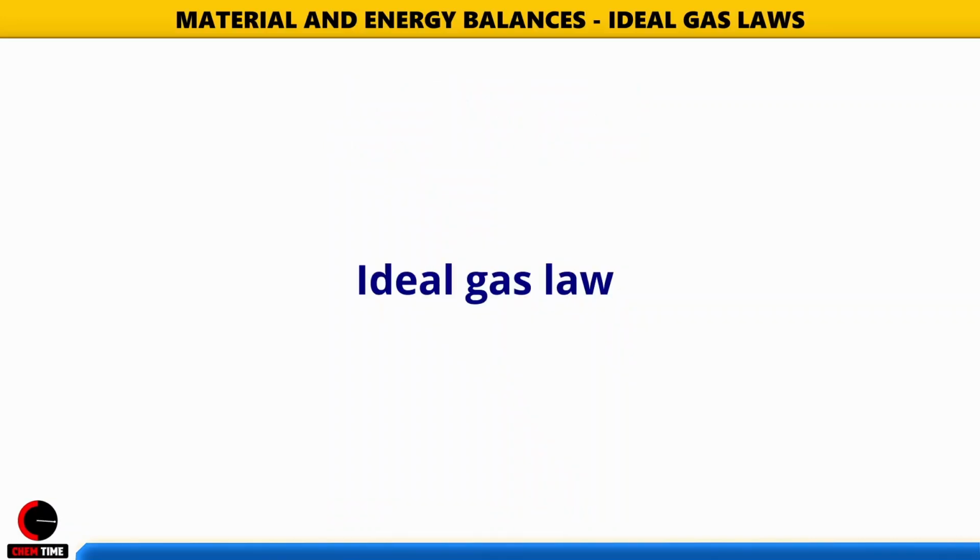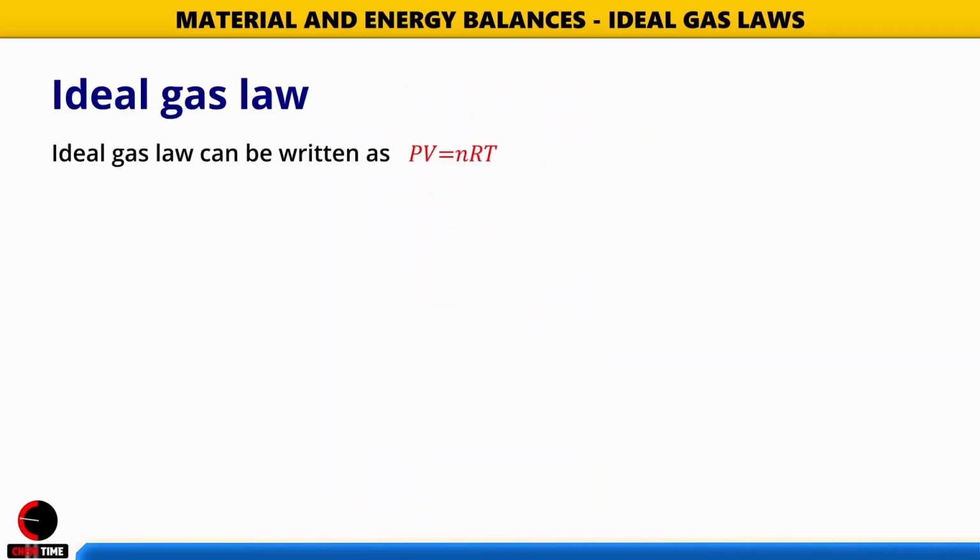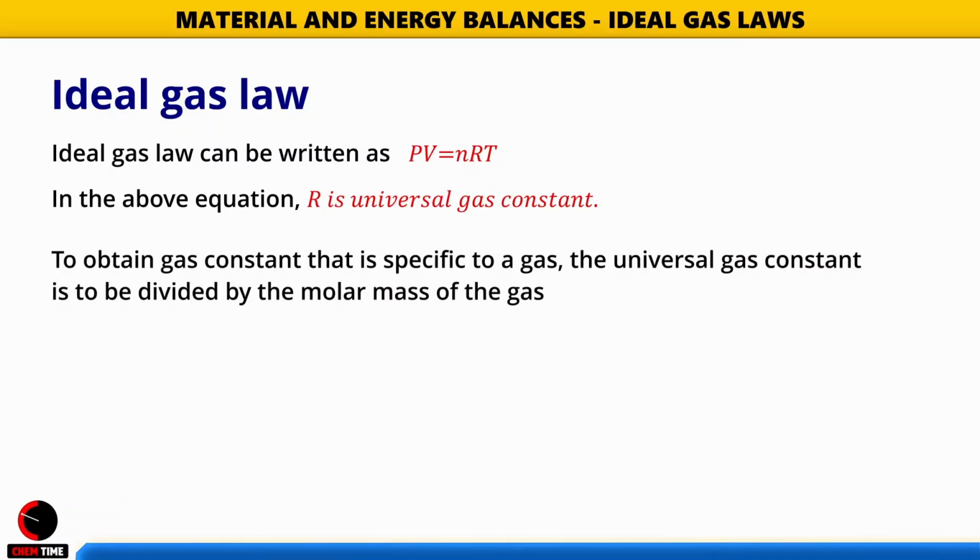Now, the ideal gas law can be written as PV is equal to nRT. In the above equation, R is known as the universal gas constant. If you want to obtain the specific gas constant, the universal gas constant has to be divided by the molar mass or molecular weight of the gas.